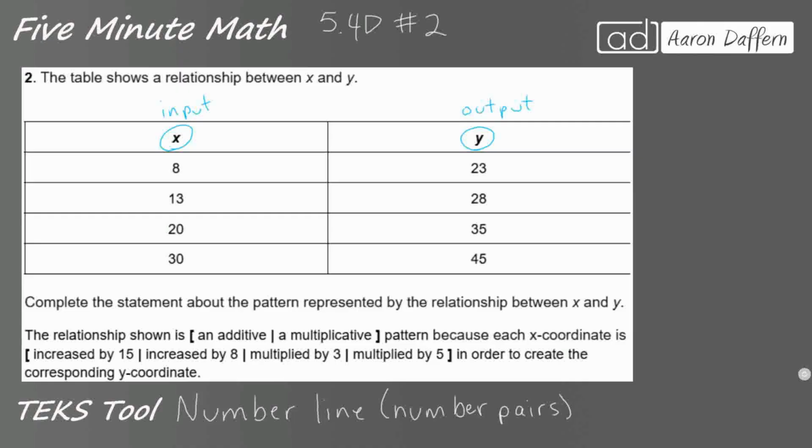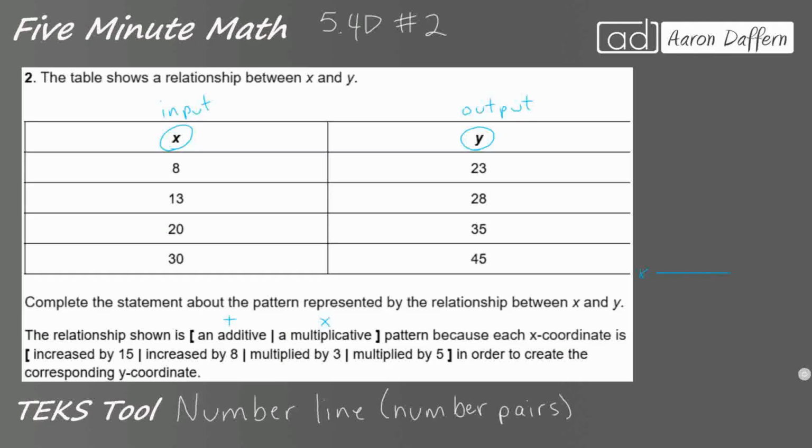And so we're going to be asking, is it an additive relationship? Is it a multiplicative relationship? Meaning, do we add or do we multiply to get from our x to our y? And then we need to be able to describe that pattern. We're either increasing by something or multiplying by something. So there's a few different ways we can do this. One method would be to guess and check and just start plugging in some numbers. But I also know that we can use our double number line.